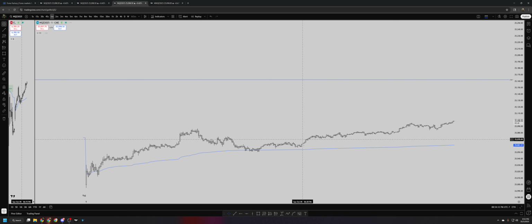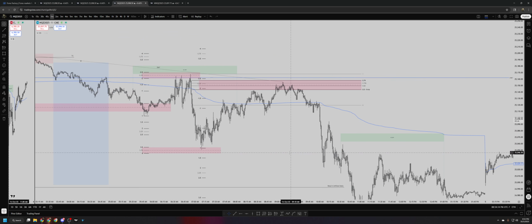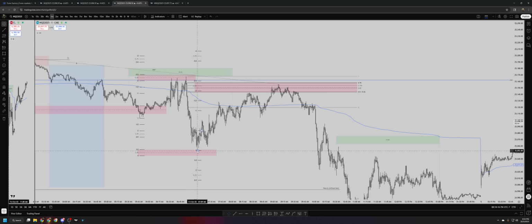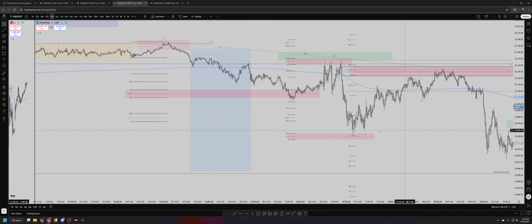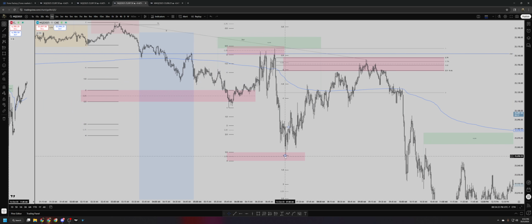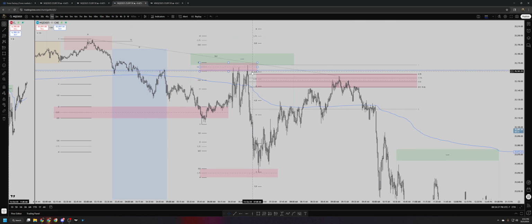Now, looking at the 1 minute, we have our manipulation leg right here, swing low, this candle that swept liquidity. We have our deviation right here.